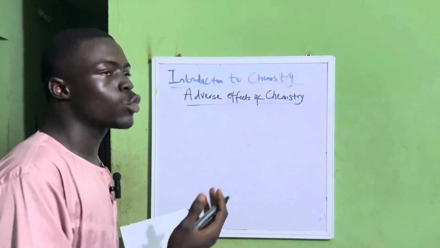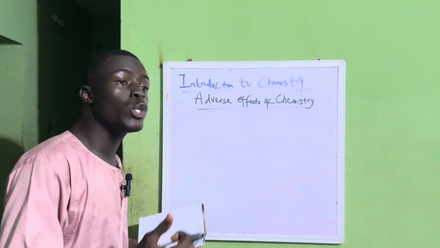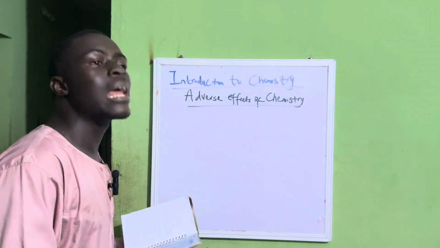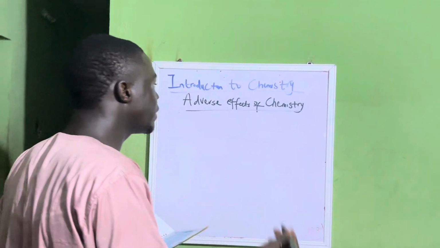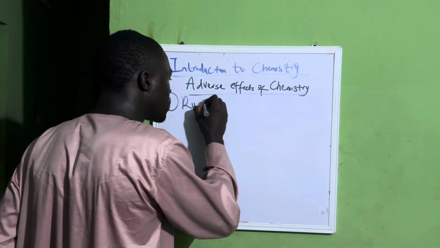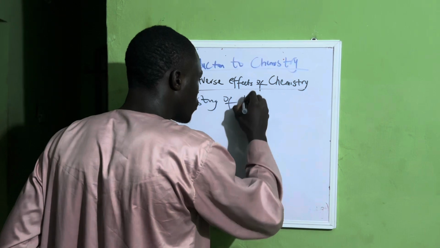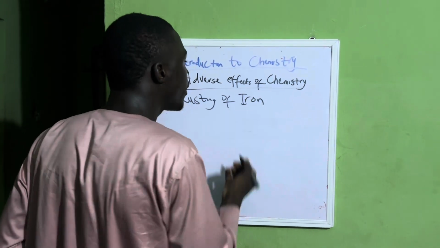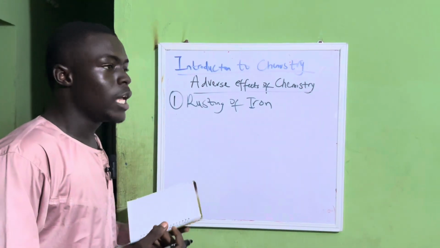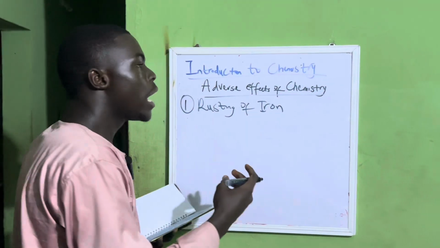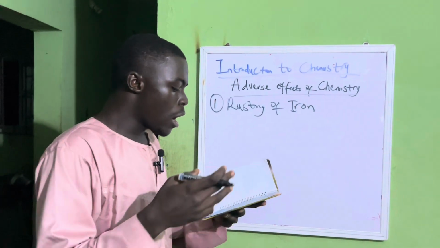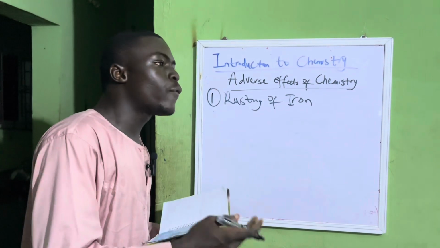If we have importance or uses of chemistry, automatically we should have the adverse effects or the disadvantages of chemical processes around us. One of these adverse effects is, number one, rusting of iron. Iron, when exposed to air, that is oxygen, and water, will start rusting, forming an oxide of iron that is brownish in color. How do you protect iron from rusting?